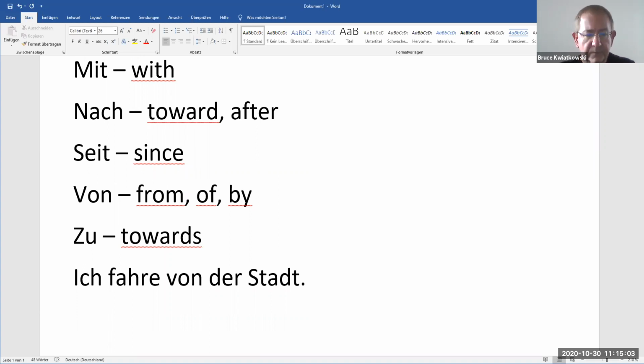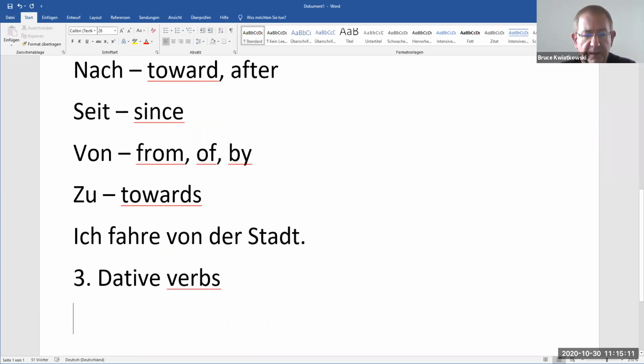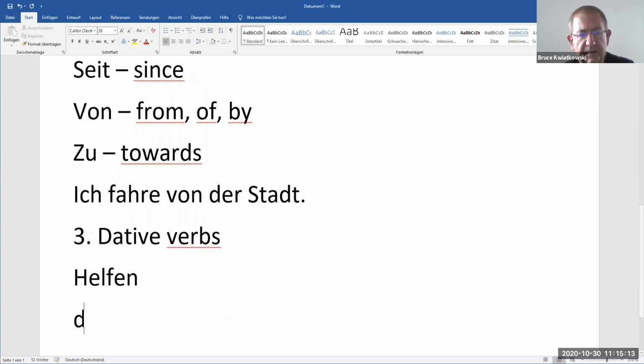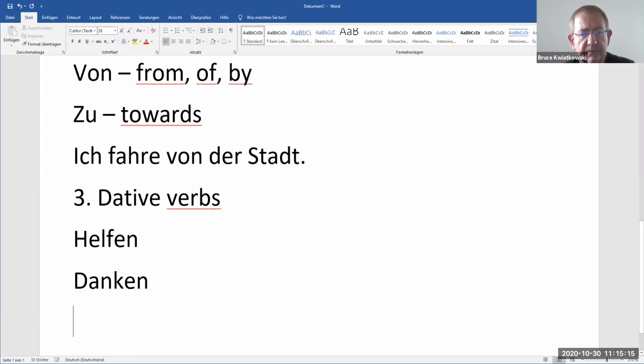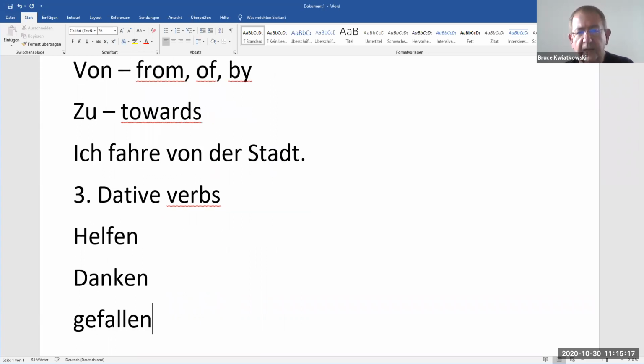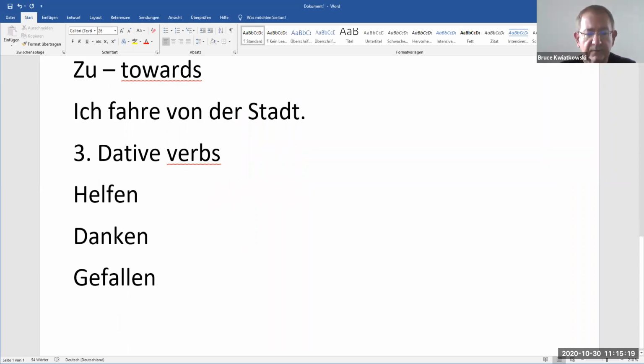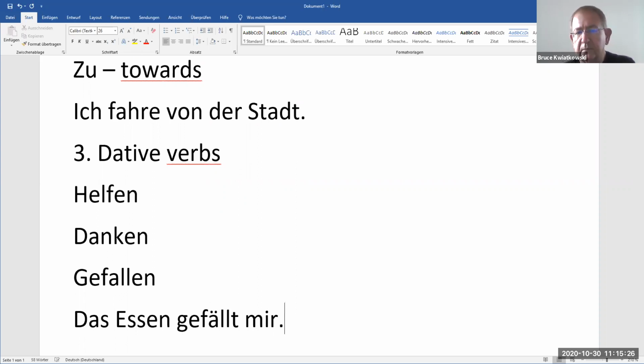And then the third case, we have dative verbs. And I sent you a list of the most common dative verbs, but helfen, danken, gefallen. Okay. So das Essen gefällt mir. The food was pleasing to me, but of course we would say I like the food. Okay?